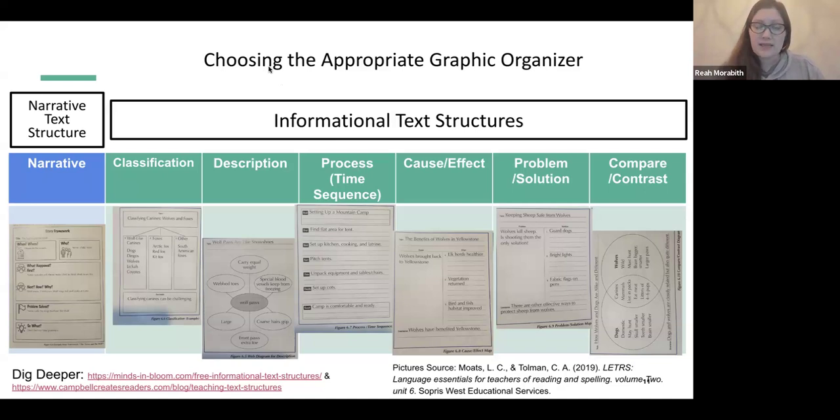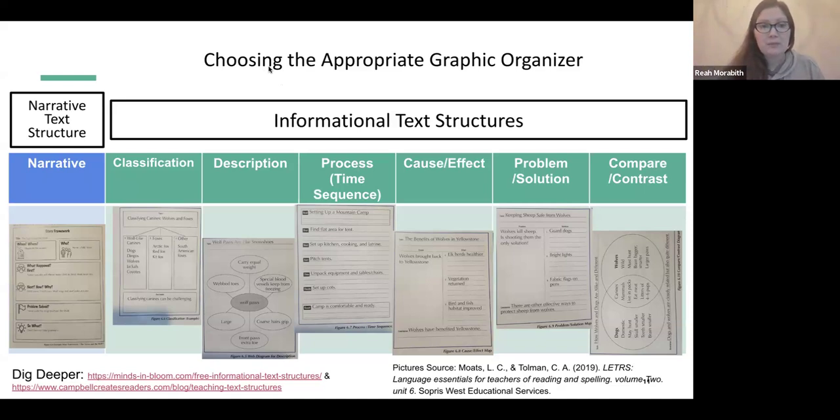But if you're using informational texts, it will depend on the type of text that you're using and the purpose that you were using the texts for. Then you can choose the graphic organizer or activity that fits best with the text you're using. So if you want students to be able to classify different things, then you would use classification activities.